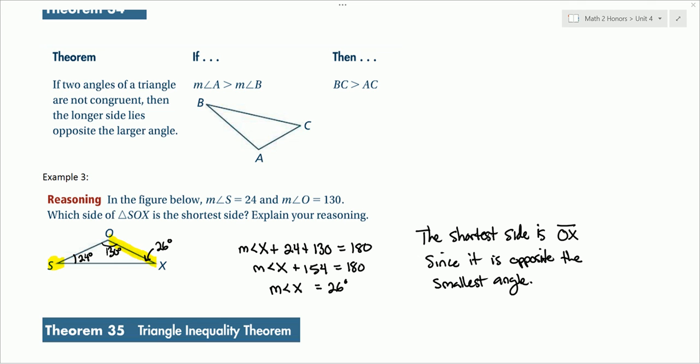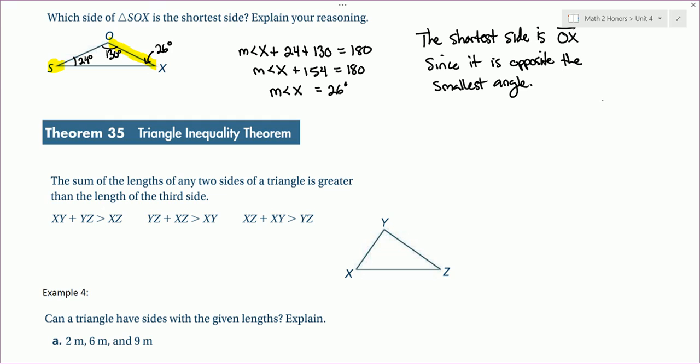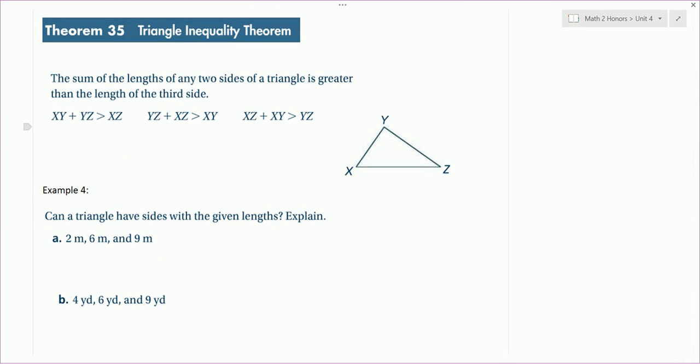Next we have the triangle inequality theorem. The sum of the lengths of any two sides of a triangle is greater than the length of the third side. This can help you determine, given some lengths, if you could make a triangle or not. So in example 4, part A, we're asked, can a triangle have sides with the given lengths 2 meters, 6 meters, and 9 meters? And then explain.